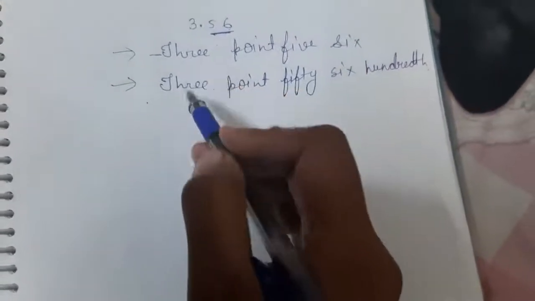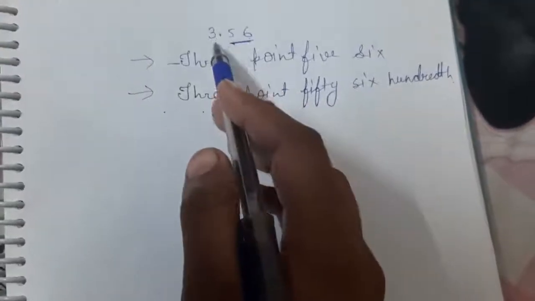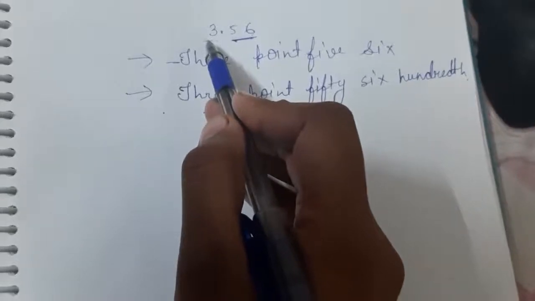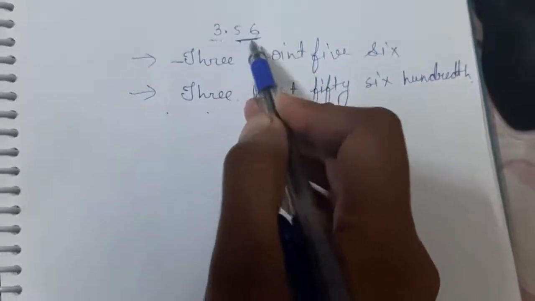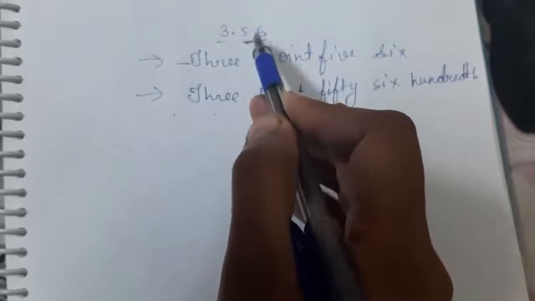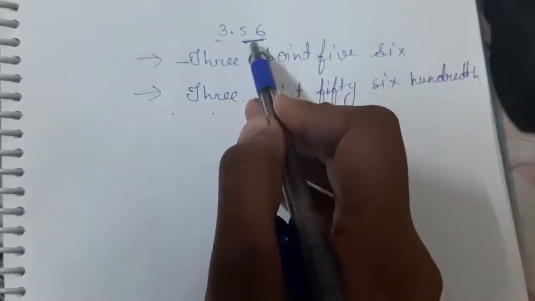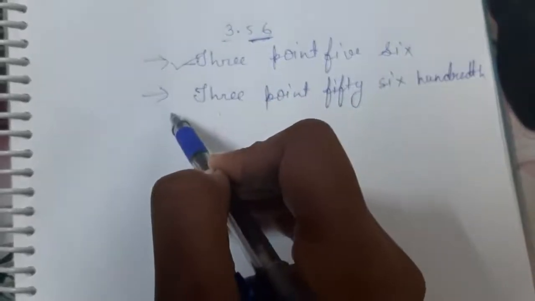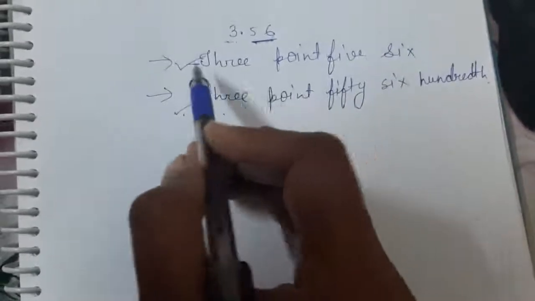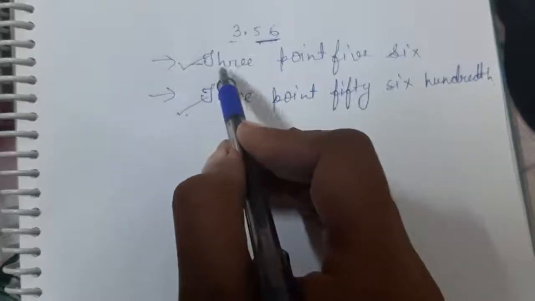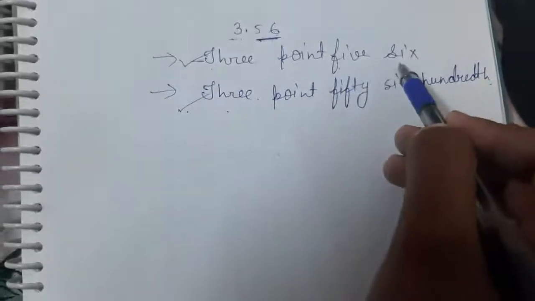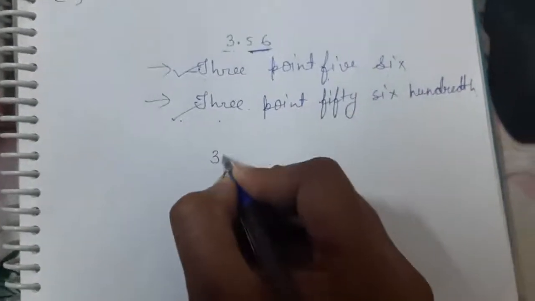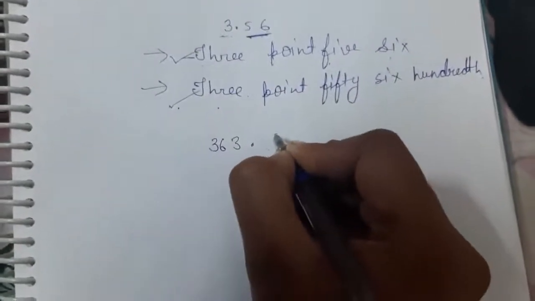Okay, so these are the two ways to write this decimal number in words. Before the decimal is the whole number. After the decimal is your decimal number. So understand how to write these decimal numbers in words. You can use this way or that way also. But in your book this one way is given, so you have to use this one way to write in words. This is very easy, any kind of decimal you can easily write.